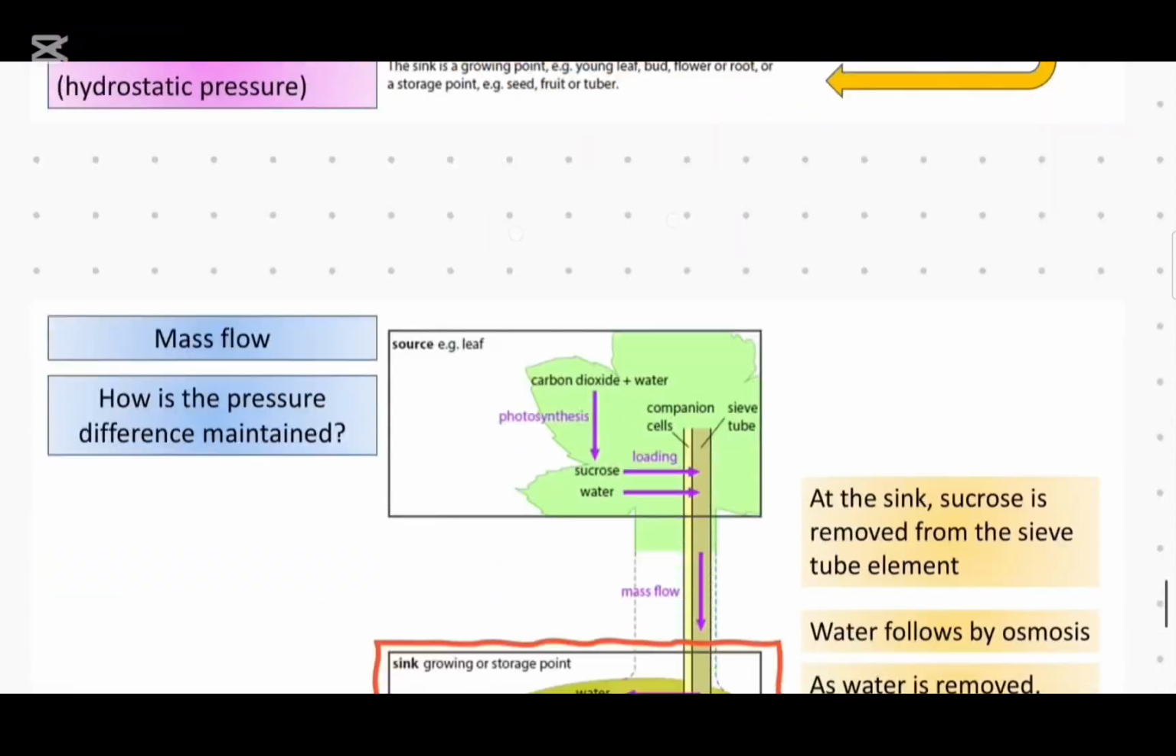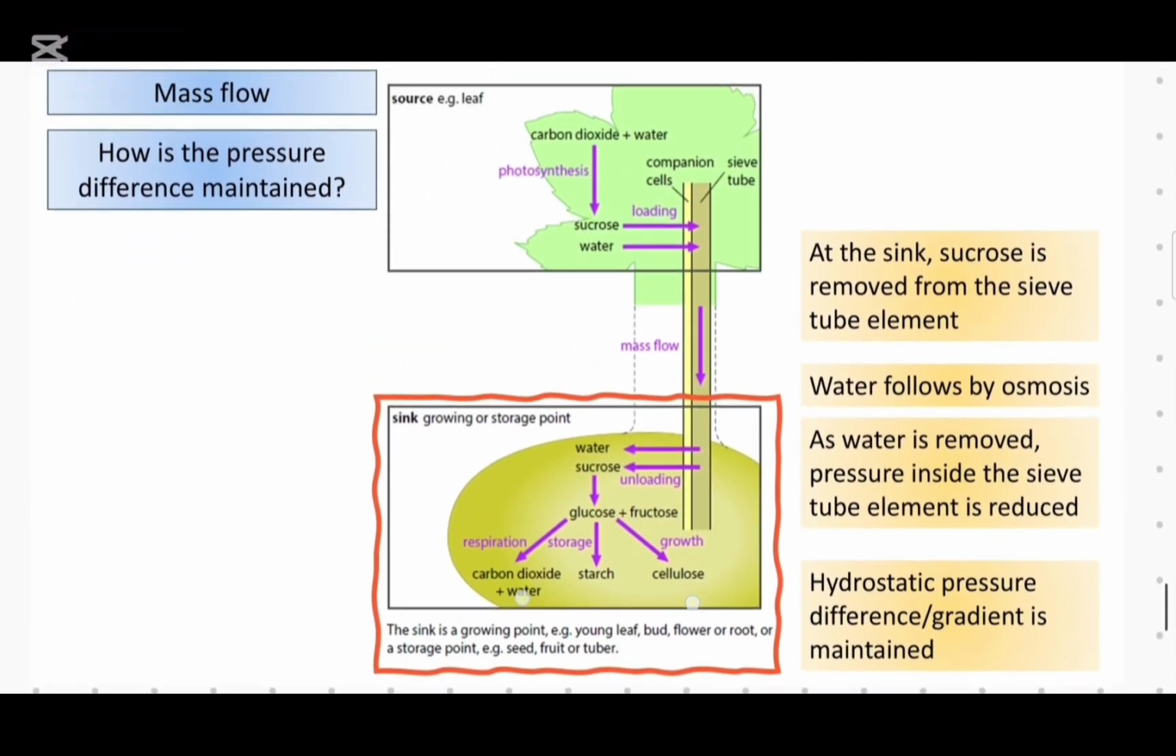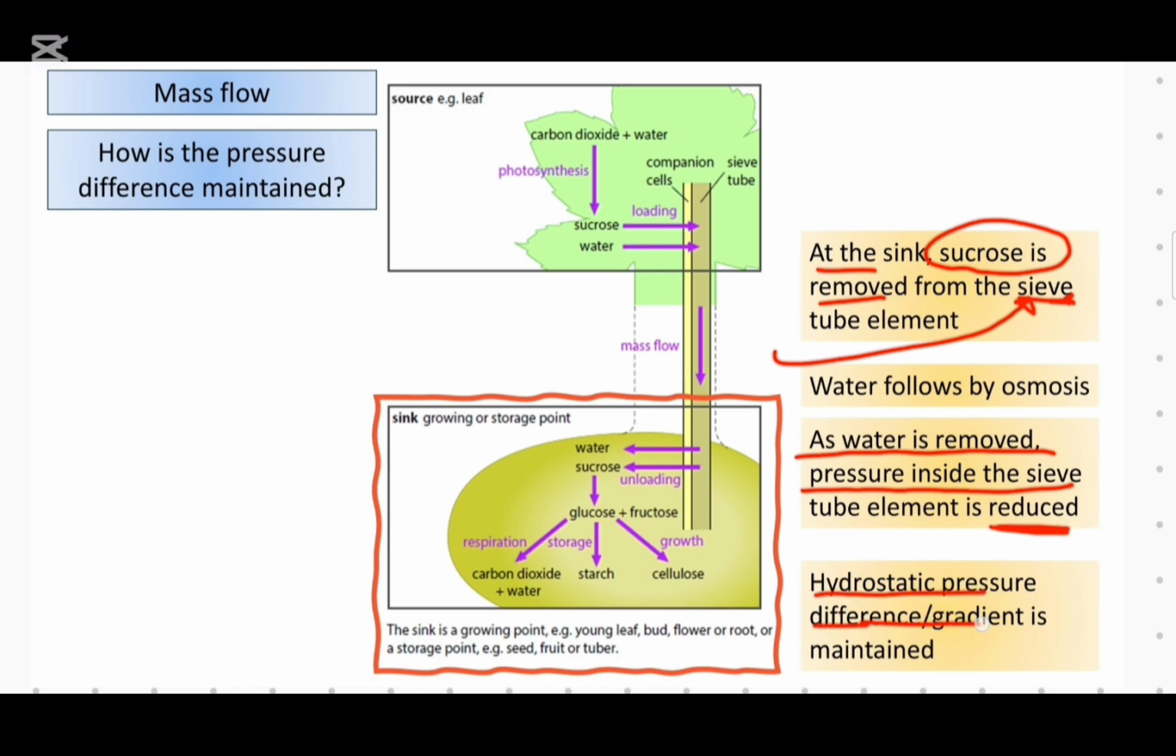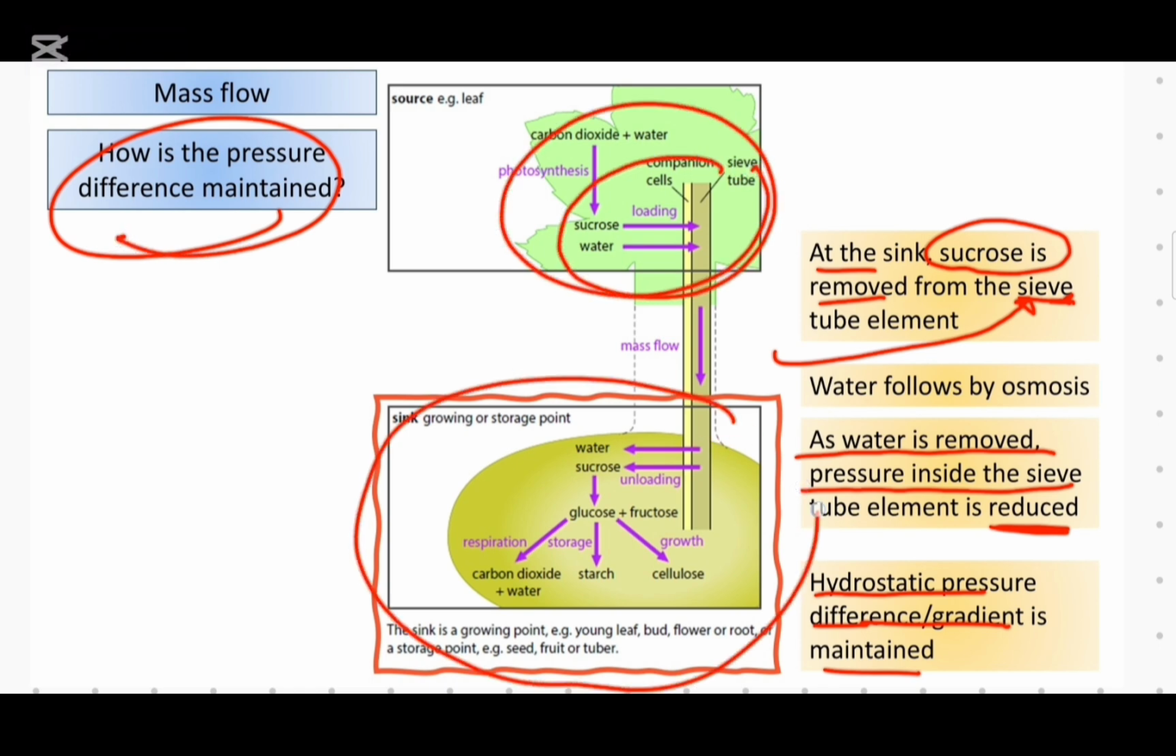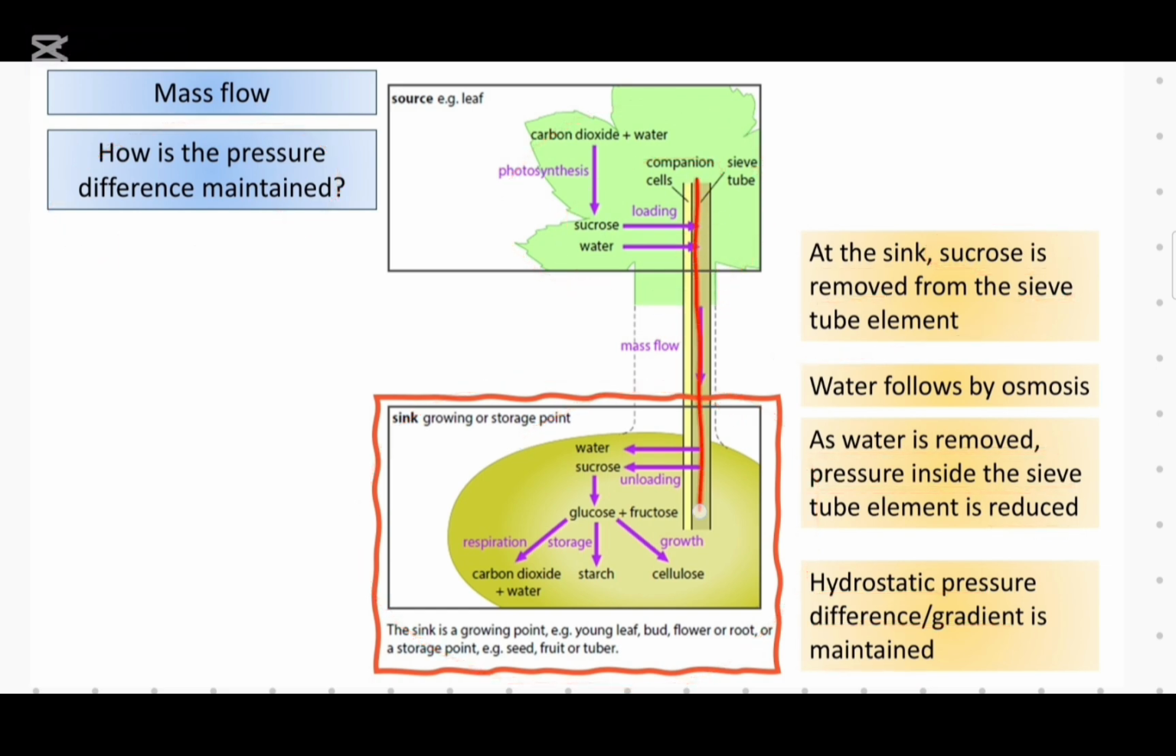Now, why is there a low pressure area, or why is the pressure difference maintained? It is because at the sink, sucrose is always removed from the sieve tube element. When sucrose is removed, water will simply follow by osmosis wherever there's a low water potential. So as water is also removed, the pressure inside the sieve tube element is also reduced. Therefore, you have a hydrostatic pressure difference, or gradient, maintained between the source and the sink. That's what generates mass flow.